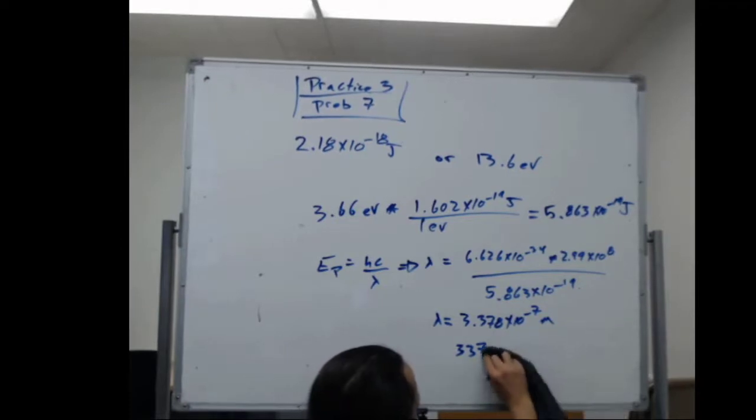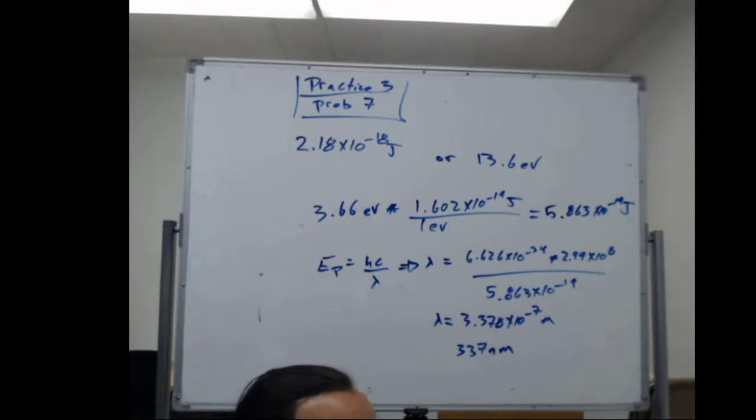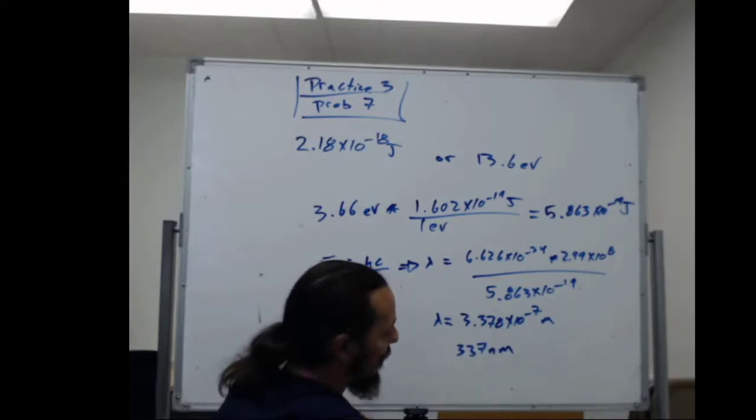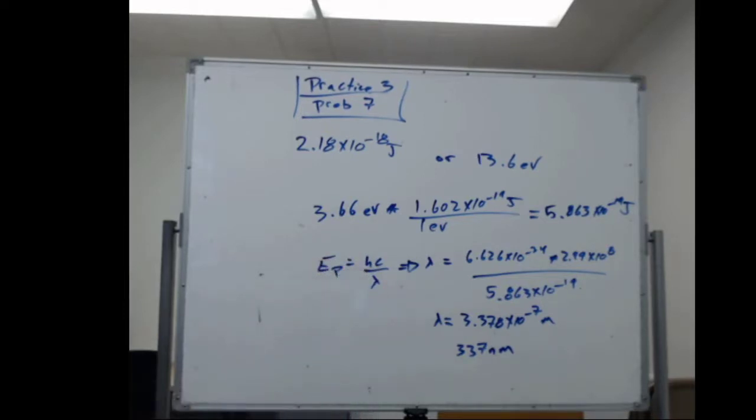So after doing that, my case was not in the visible spectrum. It's just outside the visible spectrum. We typically think of the visible spectrum as 400 to 700 nanometers, so anything bigger than 700 or smaller than 400 is outside the visible spectrum. In this case, with 337 nanometers, we're looking at something that's in the ultraviolet section of the electromagnetic spectrum.